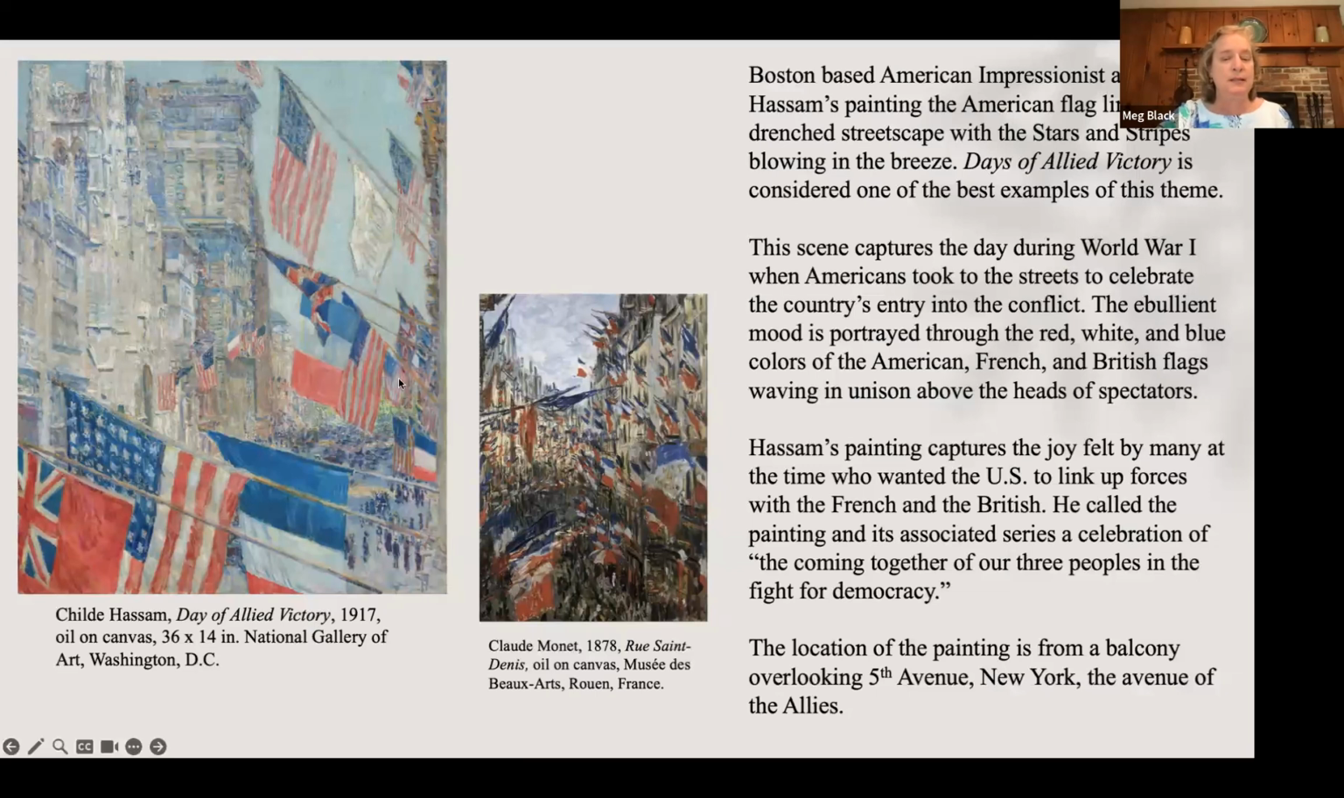You notice this is Fifth Avenue, which President Wilson had designated as the Avenue of the Allies. So there's this big parade at the beginning of the war, and you see the French, the American and the British flags flying over Fifth Avenue in this cityscape of very traditional American buildings, called Beaux Arts buildings.